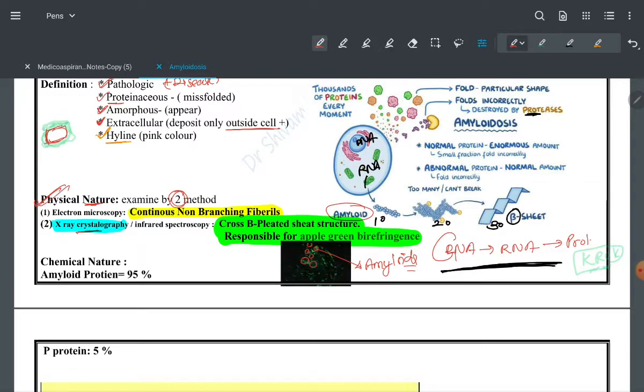This is the physical nature. Now the other one is the chemical nature. When we talk about the chemical nature, it is simply the composition of that particular structure. In amyloid, it is 95% amyloid protein and 5% P protein. Okay, so 95% amyloid protein and 5% P protein, and with this combination you will give the name. Okay, next in the classification I will tell you.